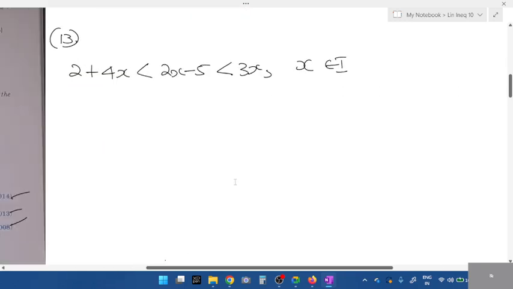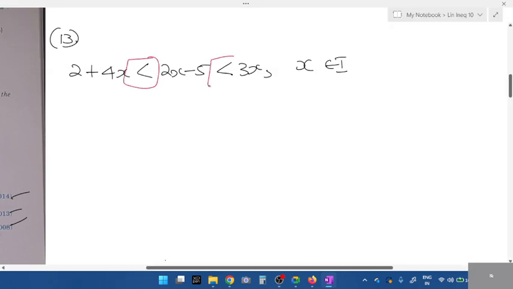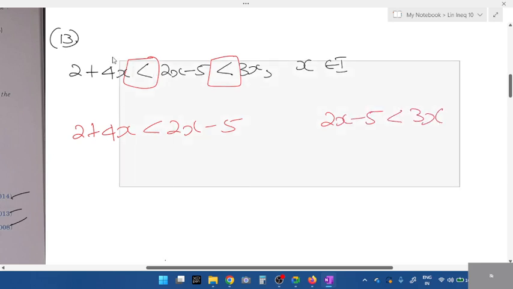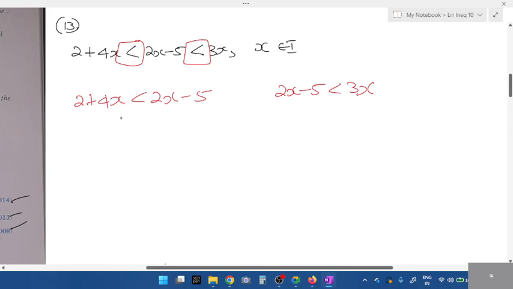Okay, first thing, whenever there are two inequality signs, split this into two parts. So when you split, 2 plus 4x less than 2x minus 5, and on the other side 2x minus 5 less than 3x. In the exam, do the same thing, students. Write one below the other, write equation 1, equation 2.